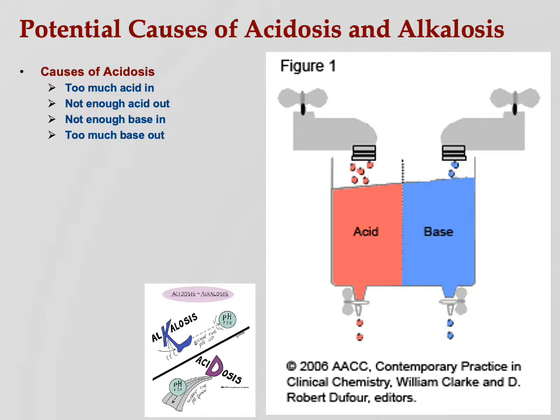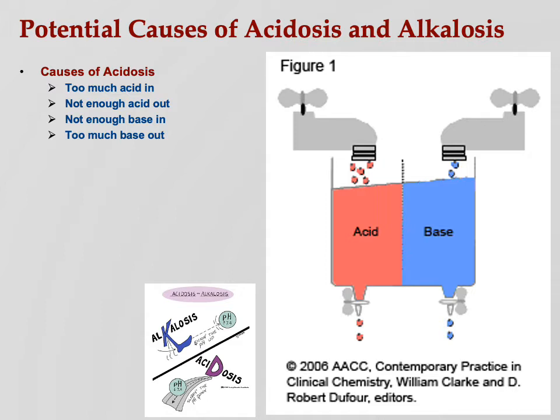And what if you put too much base out? Let's say you're putting in the right amount of acid, but for some reason you're excreting too much base. That would also cause acidosis. Now, are all those equally likely? No, no. But it's important to realize that each one of those is a distinct possibility.